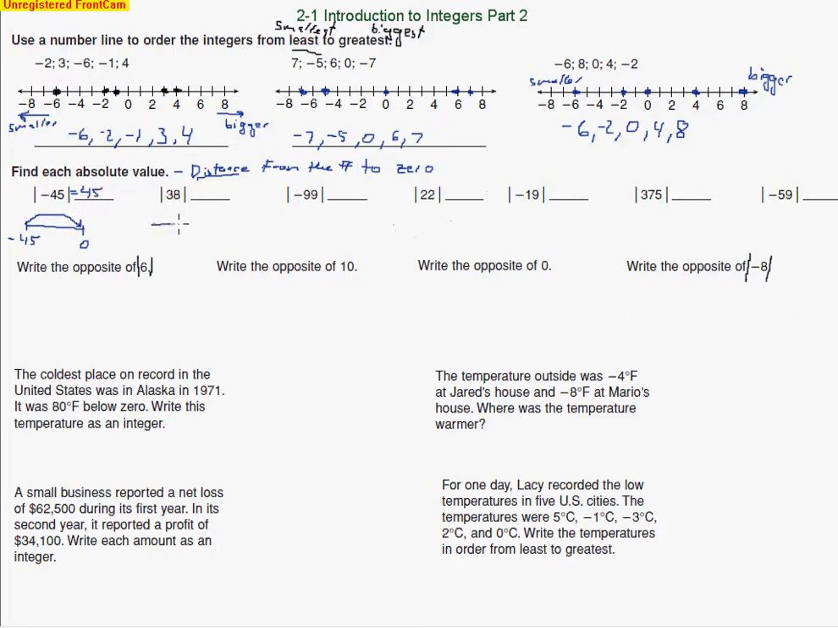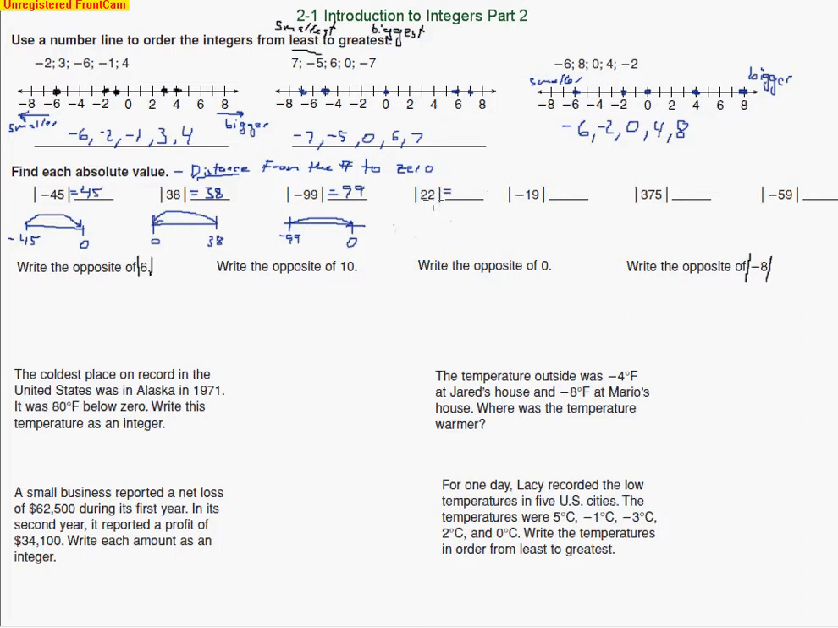Same thing here. Here's 38 on the number line. It's way over here. And here's 0. What is the distance? How far is 38 from 0? That's what they're asking. Well, that's 38 spaces, so the number is 38. It could have been the absolute value of negative 38. It would have given us the same answer of 38 spaces. So negative 99, what is the distance? How far is negative 99 to 0 on a number line? Well, it's 99 spaces to get to 0. It doesn't matter whether it was negative 99 or positive 99. It would still be 99 spaces.